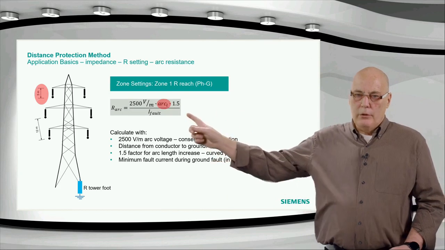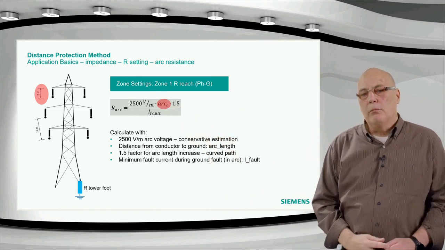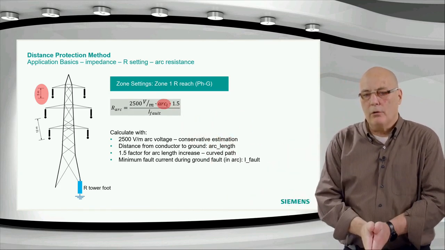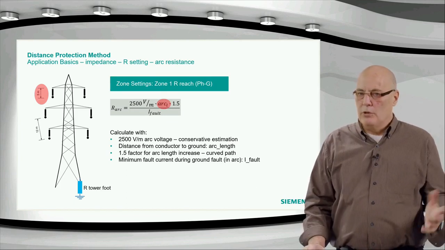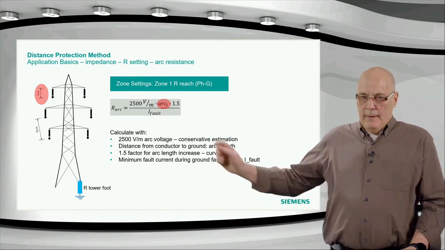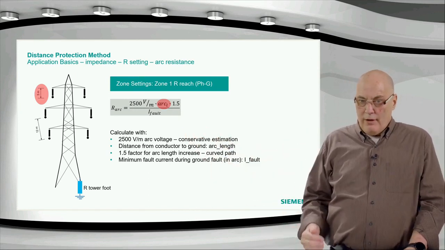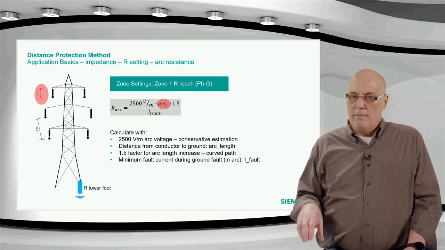So we use this 1.5 factor to make allowance for the fact that the arc is not going to go in a straight line through the 5 meters, but will go in a curved path. So we assume a 1.5 factor. The 2.5 kV, or 2,500 volts per meter, that is the voltage of the arc.